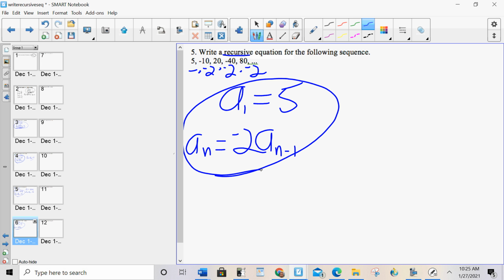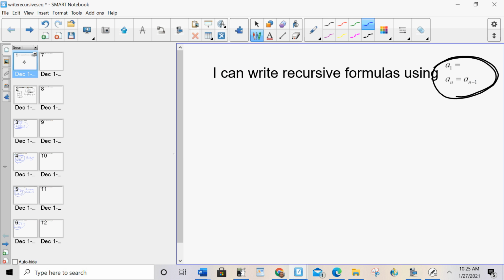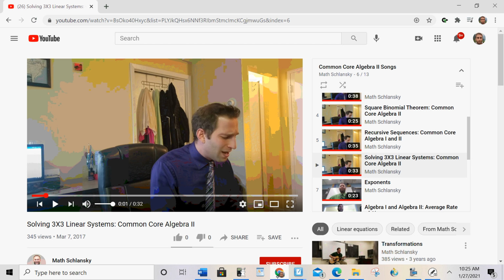So your classwork/homework is going to be to finish writing a recursive formula. And again, I can write a recursive formula using a1 equals, an equals an minus 1. And let's listen to our song one more time. Why not? To make sure that we have that memorized.